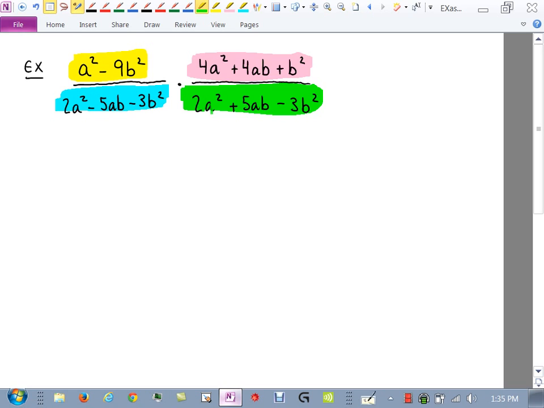Now, because time is an issue, and I want to give you a problem to try yourself, let me help you here. The difference of squares on that will be A plus 3B, A minus 3B. Do you believe that? Okay.